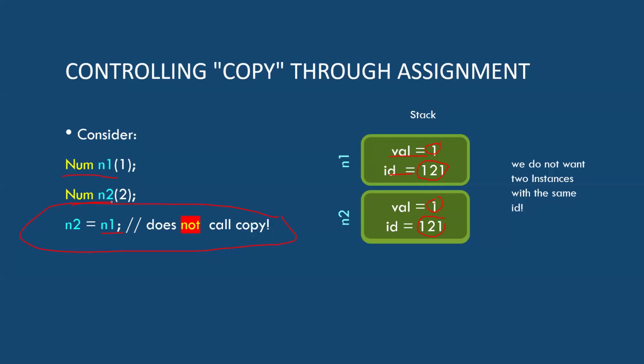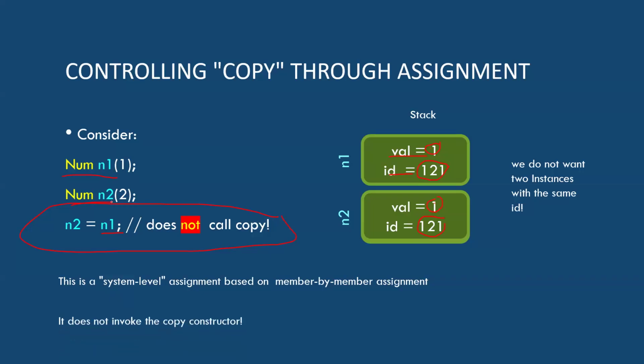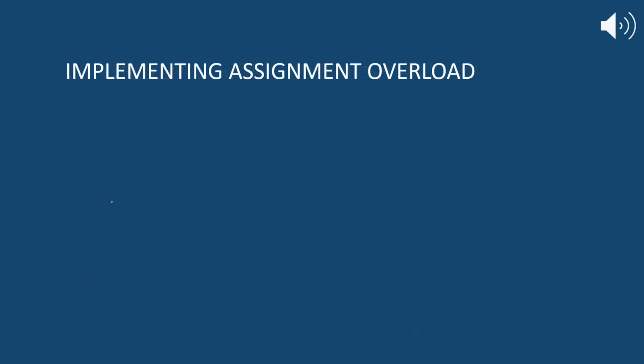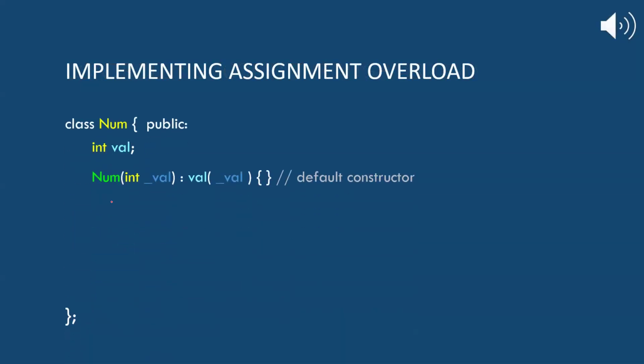But it's the exact same problem we just solved. We've got this system level thing that's doing a very shallow copy, and we need to do something a little more intelligent. So we're going to need to write a slightly different thing in our class that does pretty much the same kind of stuff. So let's take a look at how we do that.